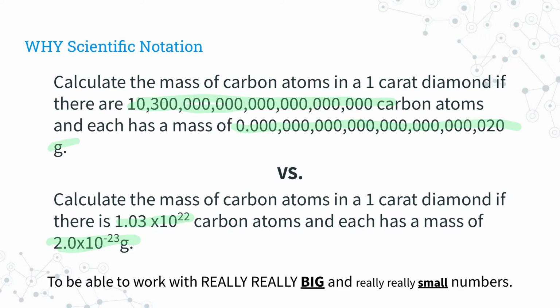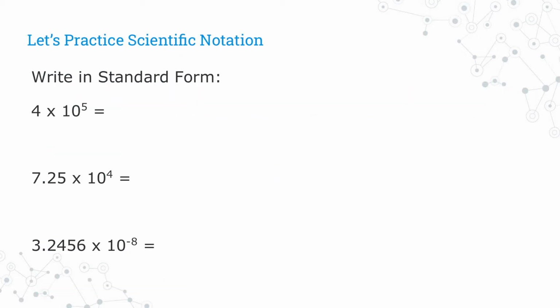Remember in the first quarter when I told you that scientists are lazy, they only write as much as they have to. So if they can write it in a shortened way and still get their point across, then they're going to do it. So we do scientific notation to work with really big and really, really small numbers. Also, main reason, scientists are lazy. They don't like writing all those zeros out. So write these 3 numbers in standard form.